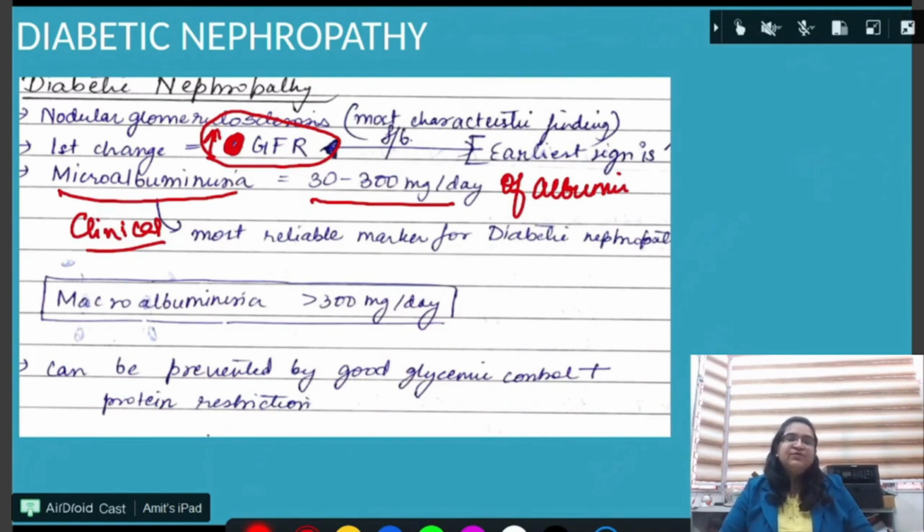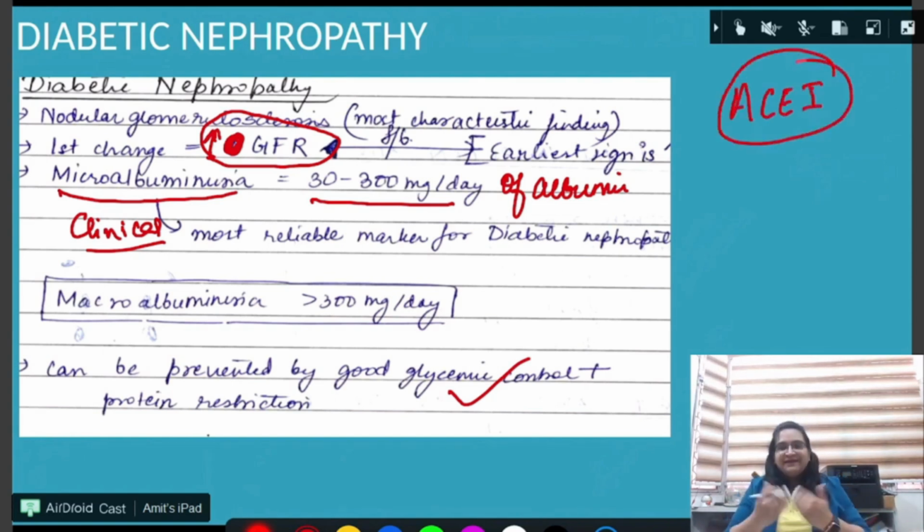Next, macroalbuminuria means it is the next step when the albumin excretion exceeds more than 300 milligram per day. It can also be prevented by good glycemic control, plus in later stages we may give protein restriction. Diabetic nephropathy, please remember what are the drugs that prevent the diabetic nephropathy. They are ACE inhibitors. Okay.